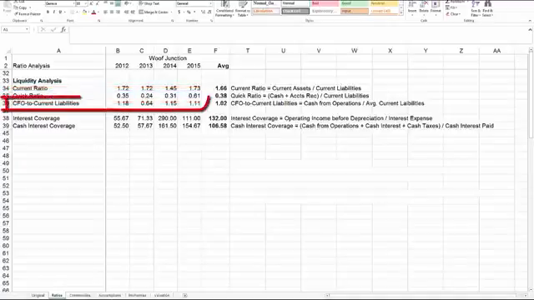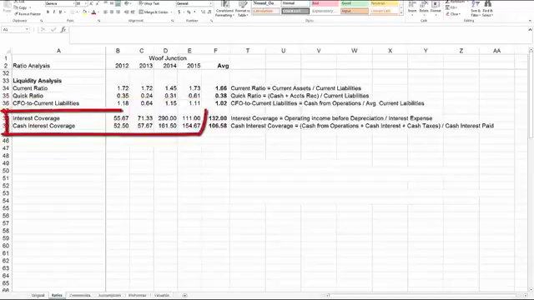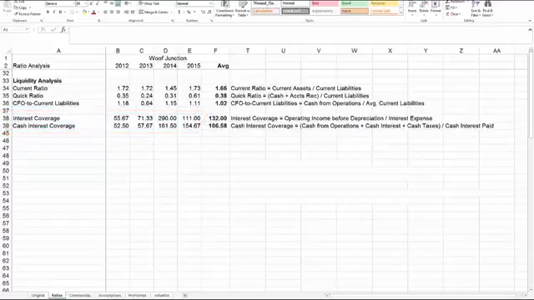And then cash flow from operations to current liabilities, again, above 1 and pretty steady other than a blip in 2013. If we look at the interest coverage and the cash interest coverage, huge positive ratios suggesting that WOOF has more than enough cash coming in to cover its interest obligations. But part of our problem is it's hard to look at these in isolation.